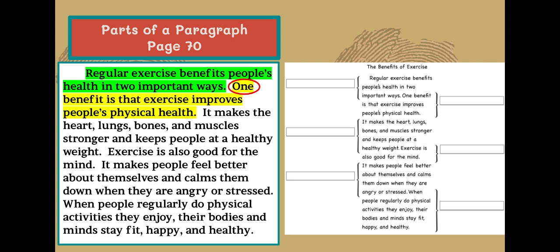Let's look at our third sentence. It makes the heart, lungs, bones, and muscles stronger and keeps people at a healthy weight. Is this a new supporting detail, or is it related to how exercise improves health? Since it's related to how exercise improves health, this must be an elaboration. It tells us how exercise can improve someone's health. How do we mark our elaborations? We need to highlight this sentence in pink.